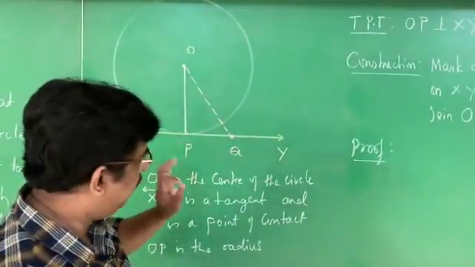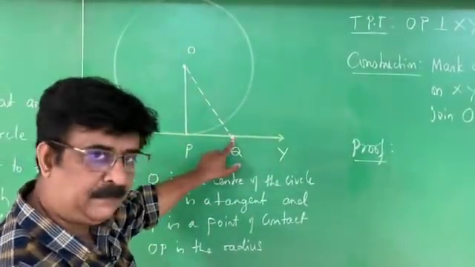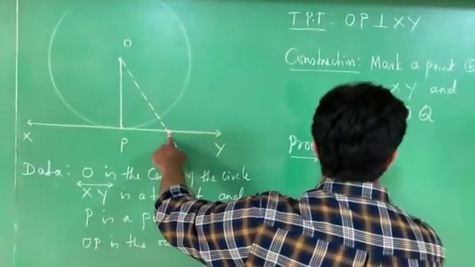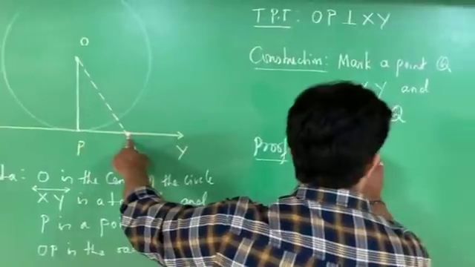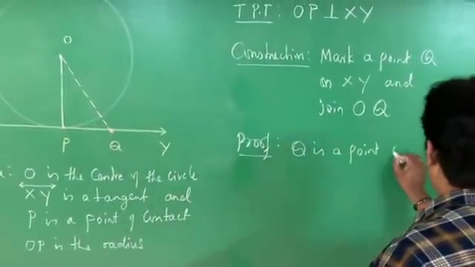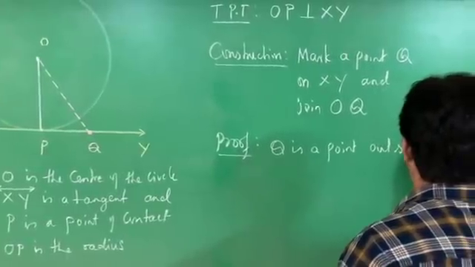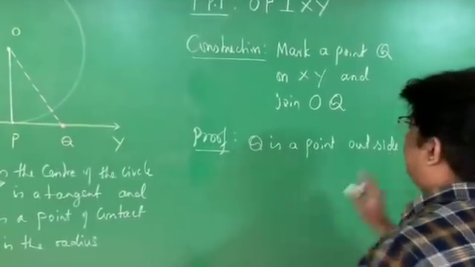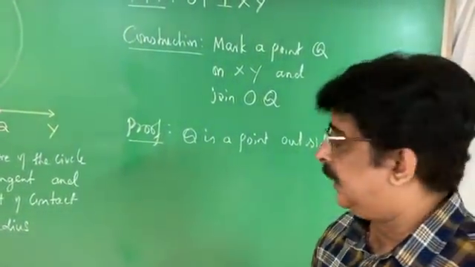Try to understand, I repeat. Q is a point outside the circle. First line you have to remember. Q is a point outside the circle.